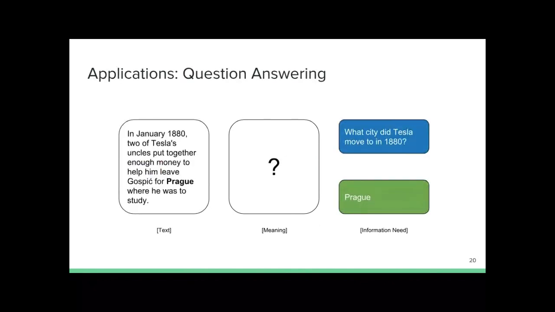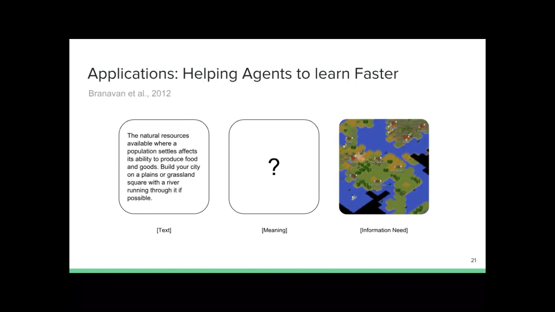Right, what are applications of machine reading? There's question answering generally, and I think this is one of the core applications of it. You have a natural language question, you have some text, can you give me the answer to that natural language question? There is helping agents to learn faster.